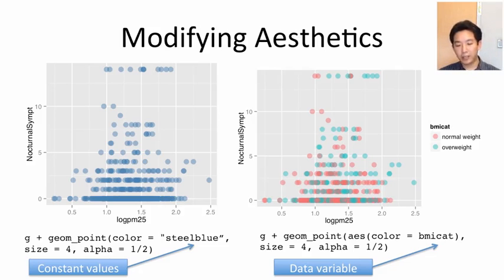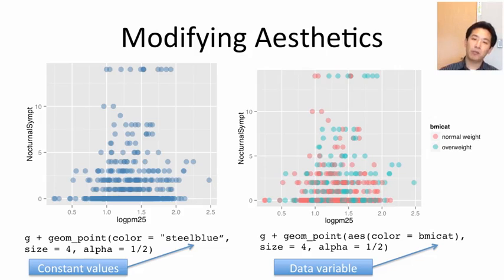On the right-hand side here, you can see that the plot looks similar, but there are 2 colors now, and each of the colors corresponds to whether the child is overweight or normal weight. And so now you can see when I call geom_point, rather than say just color equals BMI cat, which would assign the category of BMI to be a different color, I have to wrap it in this aes function, which stands for aesthetics.